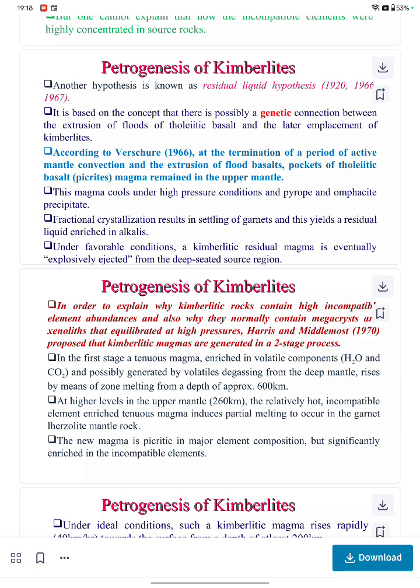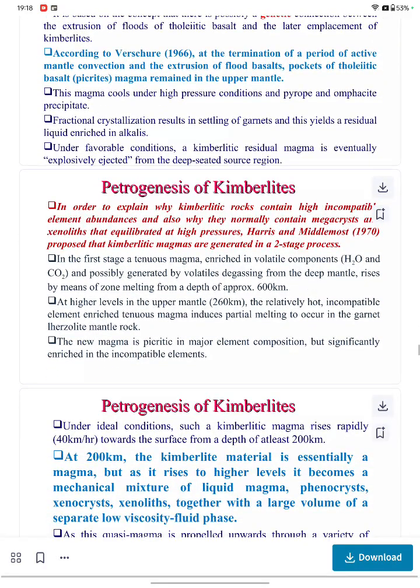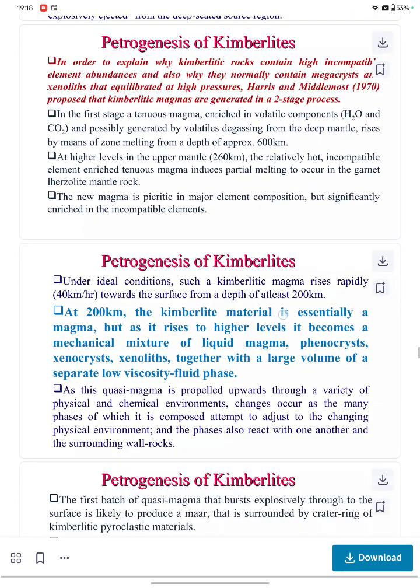After that, another hypothesis is the residual liquid hypothesis. It is based on the concept of a possible genetic connection between the extrusion of flood tholeiitic basalts and the later emplacement of the kimberlites. So, at the termination of the period of active mantle convection and the extrusion of flood basalts, pockets of tholeiitic basalt magma remained in the upper mantle. This magma cools under high pressure conditions and pyrope garnets precipitate. Fractional crystallization results in settling of garnets, and this yields residual liquids enriched in alkalis.